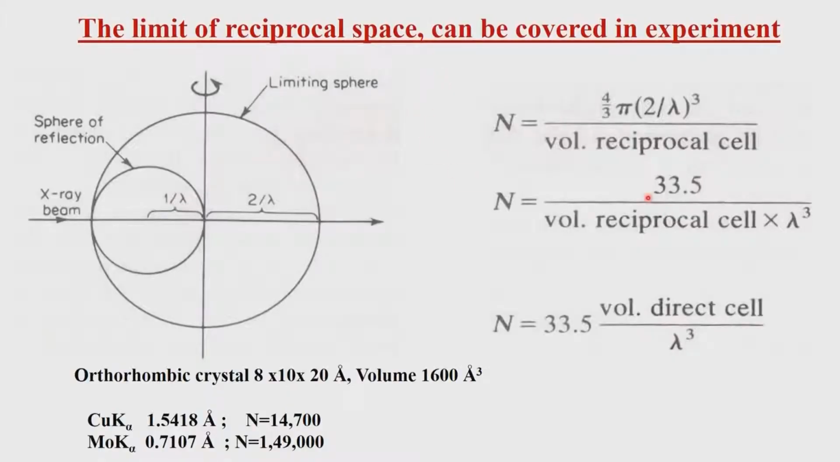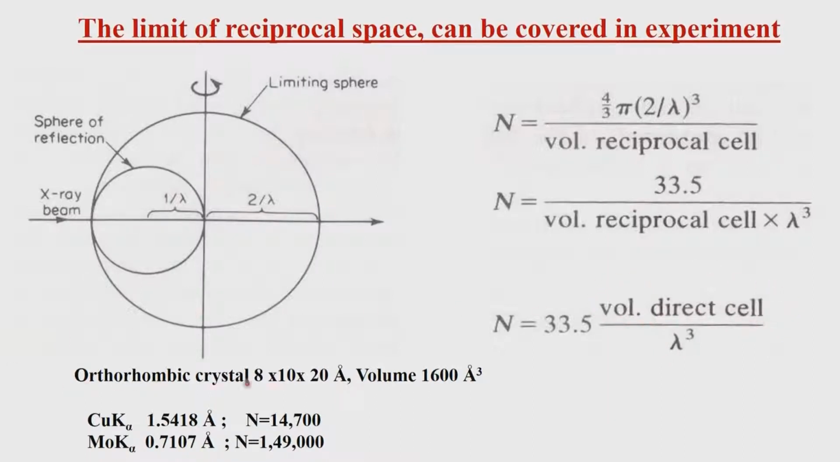However, in the context of what we are discussing now, the limiting sphere not only limits the number of reflections depending upon the wavelength, it also depends upon the volume. As you can see from this expression, n is 33.5 times the volume of the direct cell by lambda cube. So, there are two variables here, one is the lambda and the other is the volume of the direct cell.